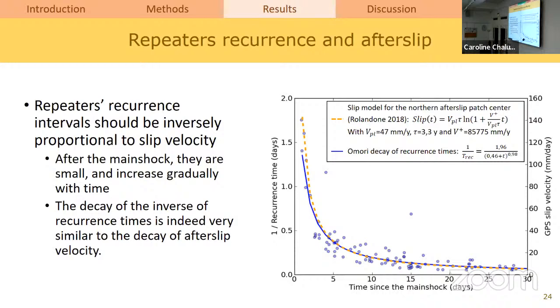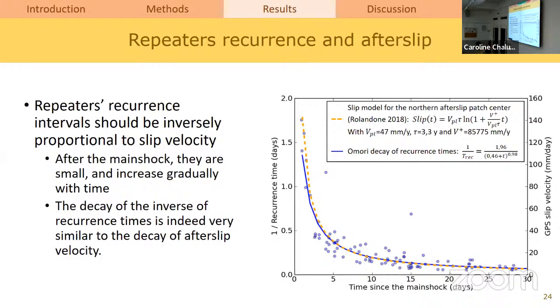In orange, the dotted line shows a model of the afterslip that is based on the GPS data and was derived by Roland Dunn. This is just for the northern afterslip patch. However, you can see that generally speaking the two models match up very well, which means that on a large scale, we probably have the afterslip significantly influencing the repeating earthquakes and their recurrence times.